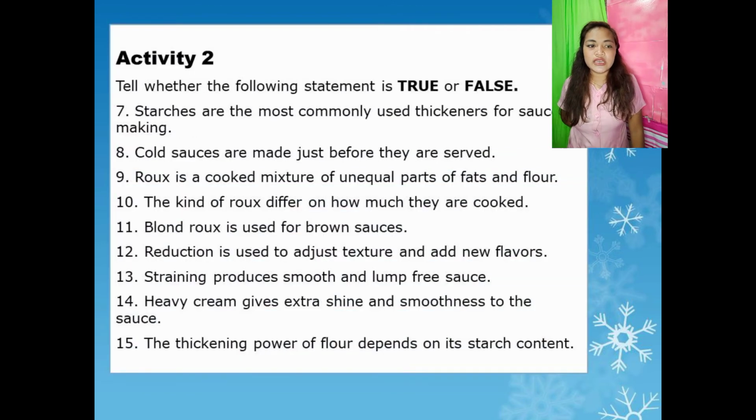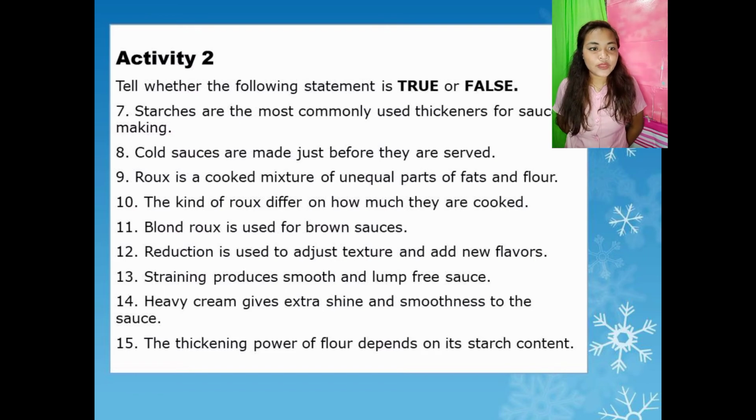Next activity, you have to tell whether the following statement is true or false. We have number 7, just a continuation of activity 1. Number 7, true or false? Starches are the most commonly used thickeners for sauce making. Number 8, cold sauces are made just before they are served. Number 9, roux is a cooked mixture of unequal parts of fat and flour. Number 10, the kinds of roux differ on how much they are cooked.